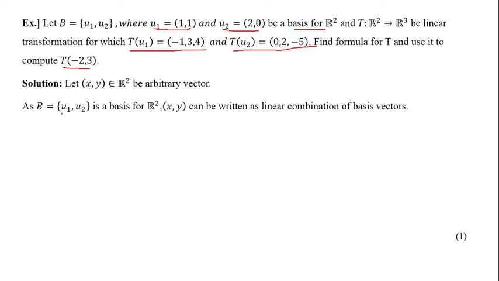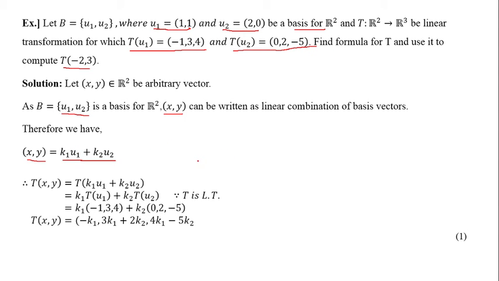Now as B containing the vectors u1, u2 is a basis for R2, this (x, y) can be written as a linear combination of basis vectors. So we must have scalars k1, k2 such that (x, y) can be written as k1 u1 plus k2 u2. Now apply T on both sides. So T of (x, y) is T of k1 u1 plus k2 u2.